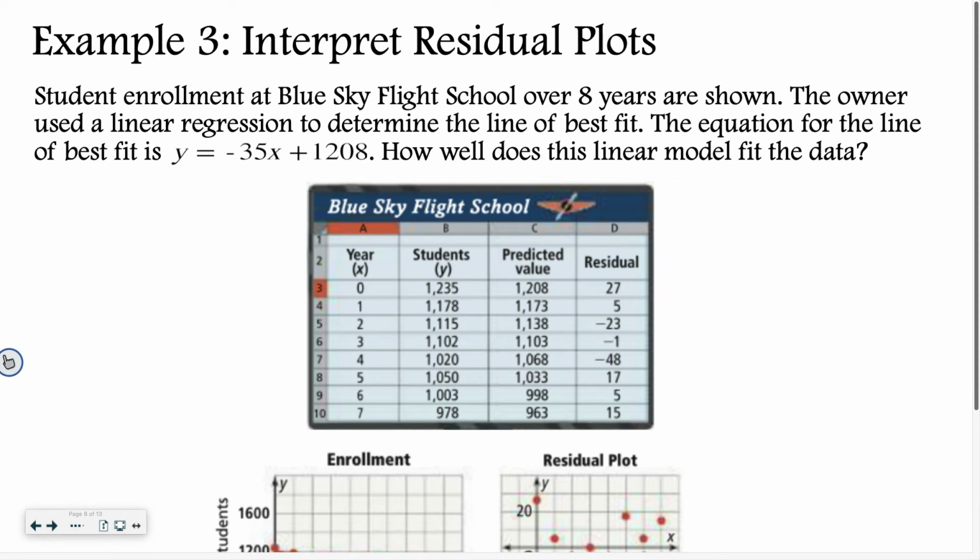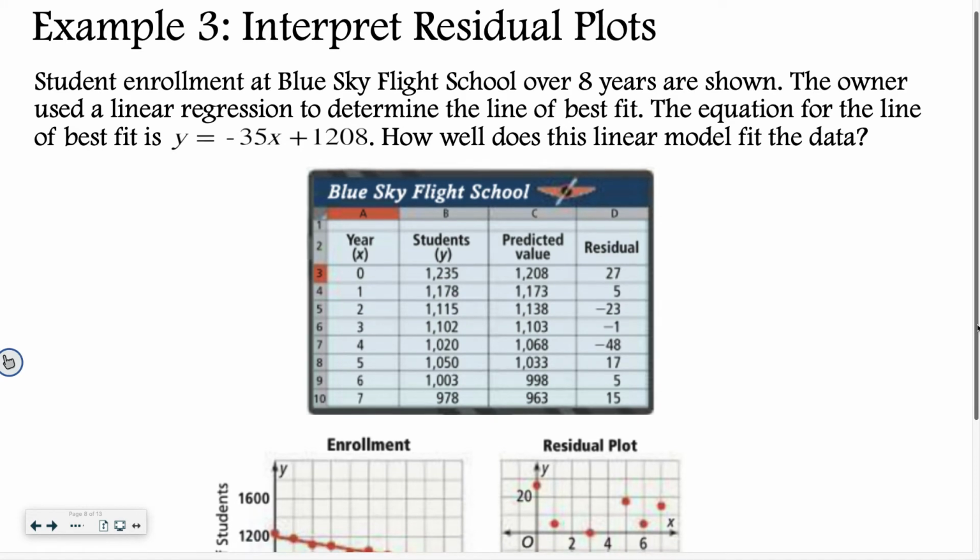Okay? So, example 3, let's talk a little bit more about residual plots. Student enrollment at Blue Sky Flight School over 8 years is shown. The owner used a linear regression to determine the line of best fit. The equation for the line of best fit is y equals negative 35x plus 1,208. How well does the linear model fit the data?